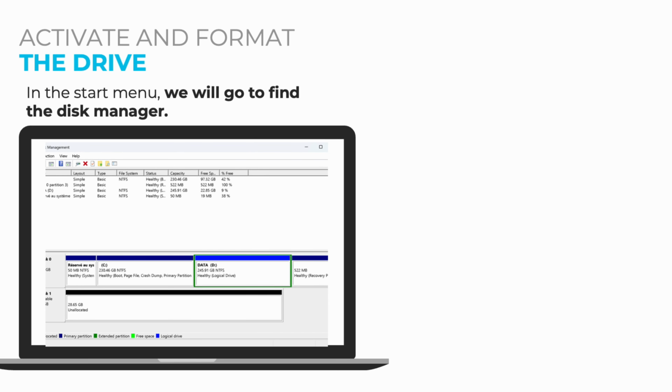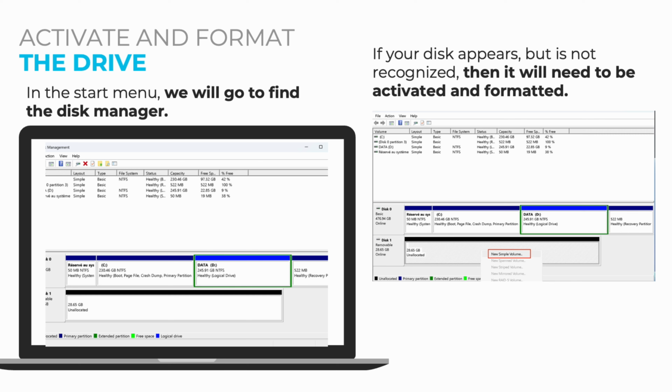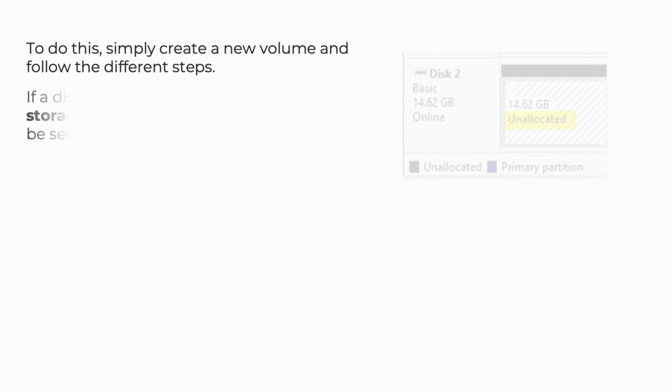And if after all this, your external disk drive is still not recognized by Windows, then it would be time to dig a little deeper. In the Start menu, we will go to the Disk Manager. If your disk appears but is not recognized, then it will need to be activated and formatted. To do this, simply create a new volume and follow the different steps.